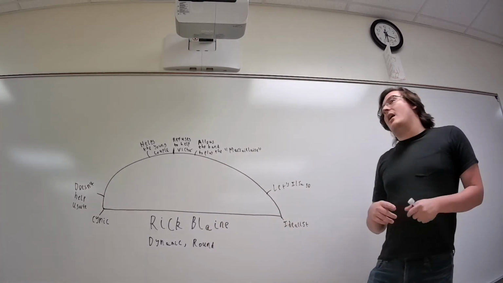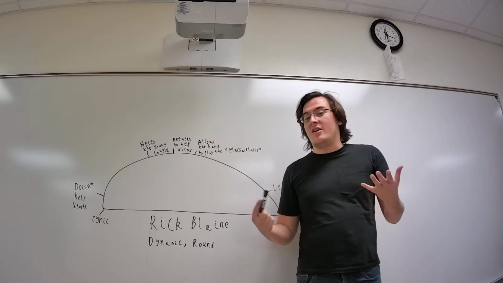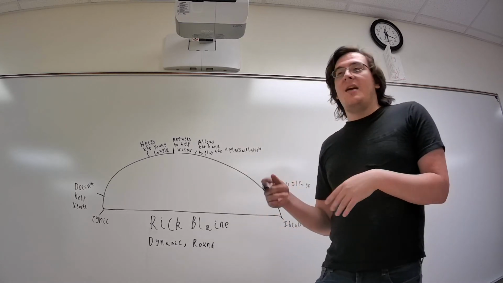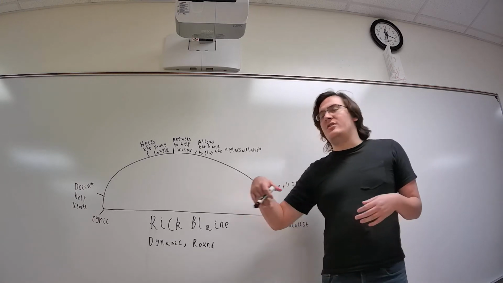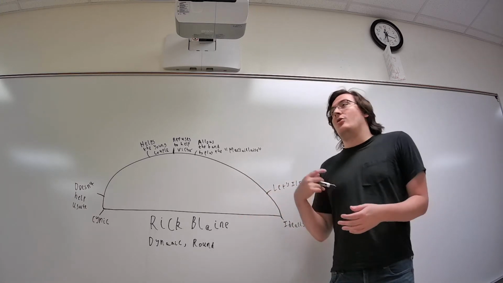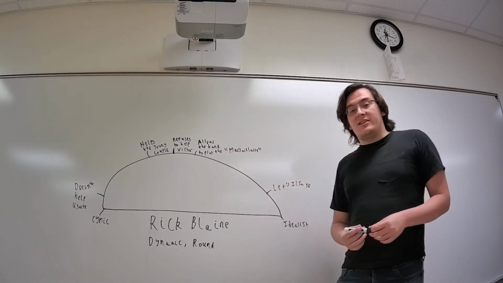Hello there. I'm going to take this video to just review those concepts of character arcs and static and dynamic and round and flat characters. And the main way I'm going to do that is by going into an in-depth analysis of Rick's character arc. So, to start with, this is Rick Blaine's character arc.